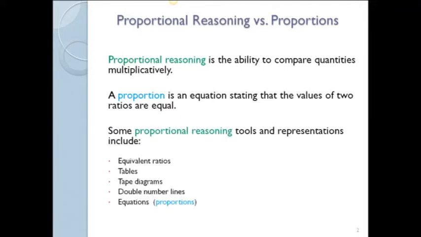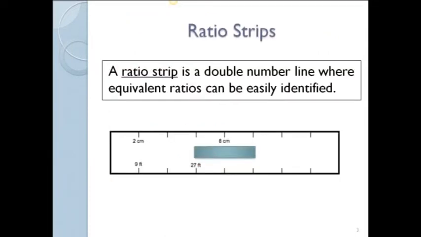Here are some common tools or representations we use in middle school to explore proportional reasoning. Our ratio strips are going to connect directly to these two, and then later you'll see how the double number line connects to the proportion equation. This is what we call a ratio strip. You can see the centimeter measurements by increments of 2 and feet measurements by increments of 9. This defines a ratio of 2 centimeters for every 9 feet.